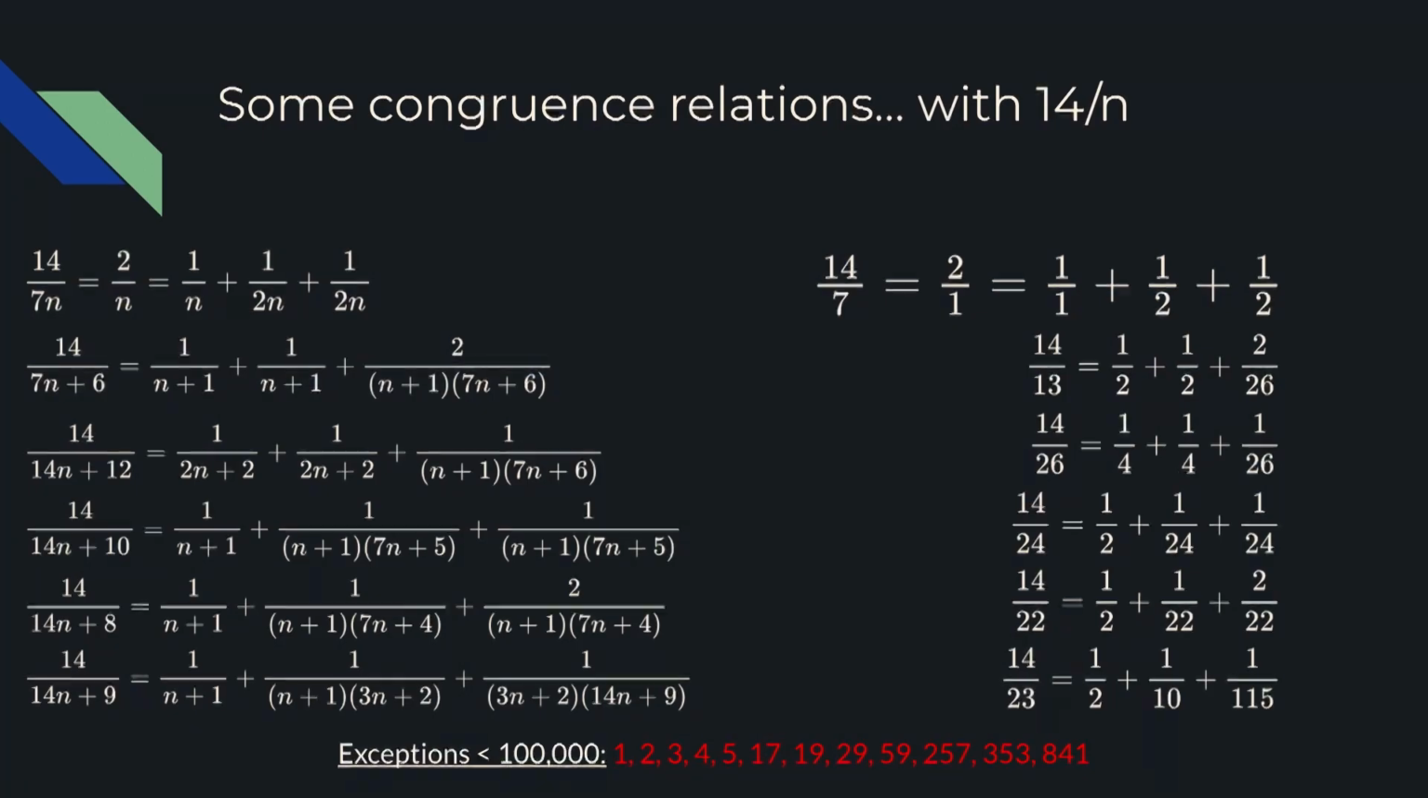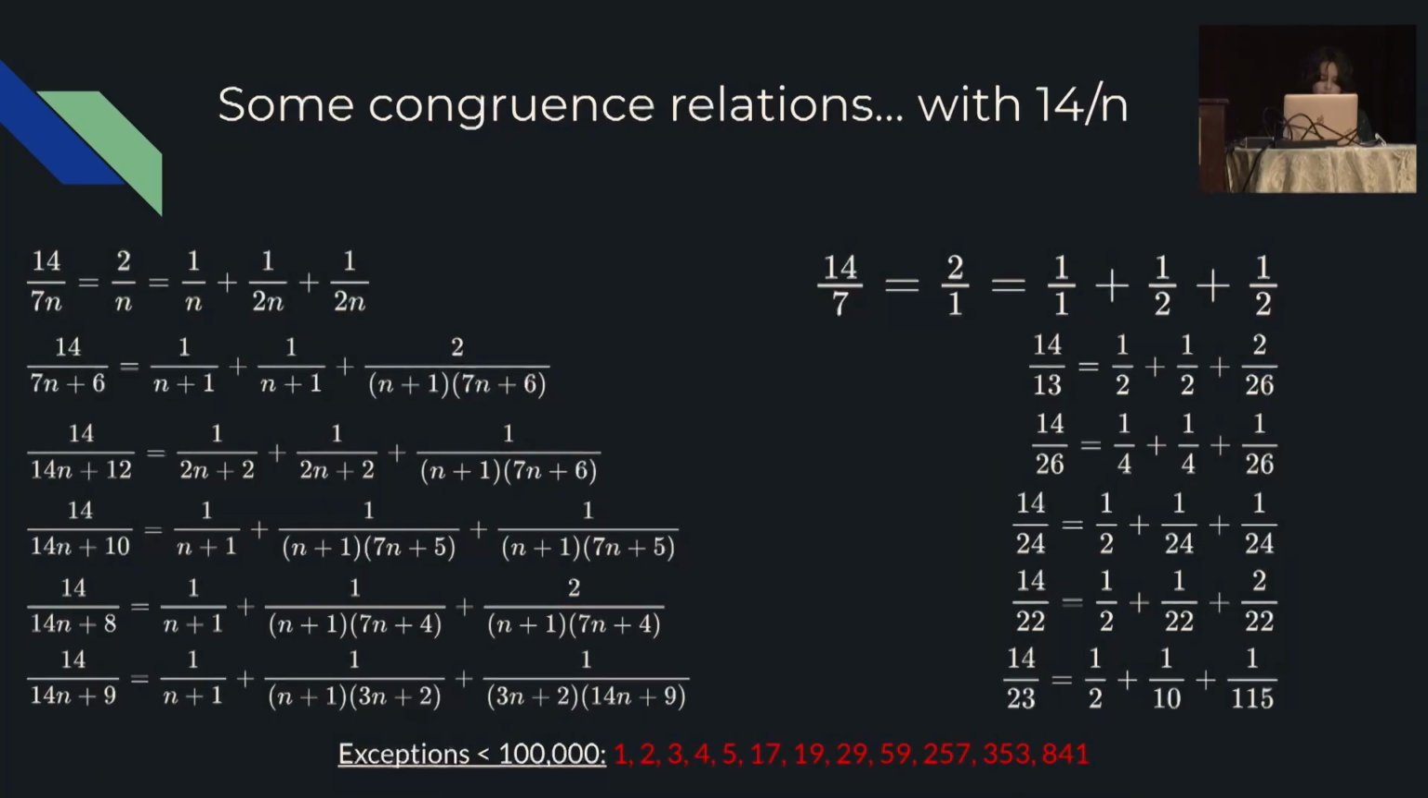Just like for 4 over n, I worked out a bunch of congruence relations for different values of n: 0 mod 7, 6 mod 7, 12 mod 14, 10 mod 14, 8 mod 14, and 9 mod 14. I've also written here a list of the 12 values of n less than 100,000 that don't work.